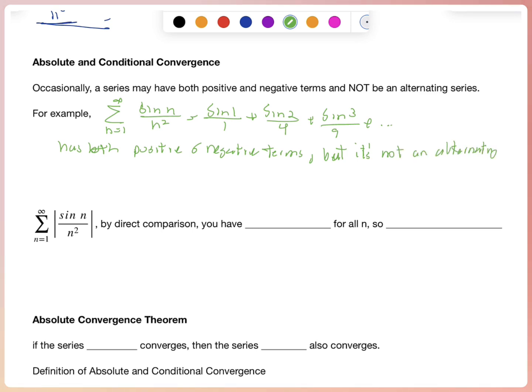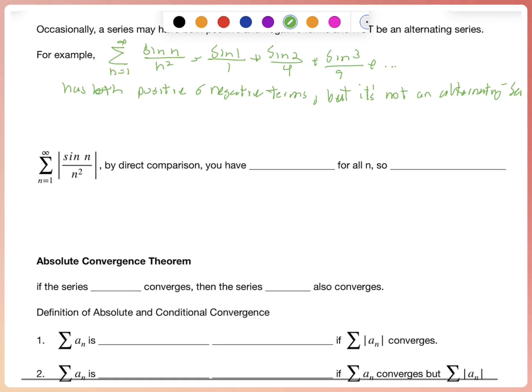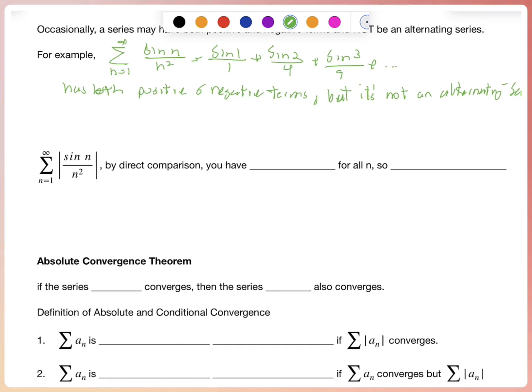Now, consider the summation of n equals 1 to infinity of the absolute value of sine of n over n squared. If I take the absolute value, that gets rid of our negative and positive, and we can do direct comparison. We know that sine of n, because of the graph of the sine function, falls between negative 1 and 1, so the absolute value of sine of n must be less than or equal to 1 for all n. So the absolute value of sine of n over n squared is less than or equal to 1 over n squared, because we're replacing the sine with 1.